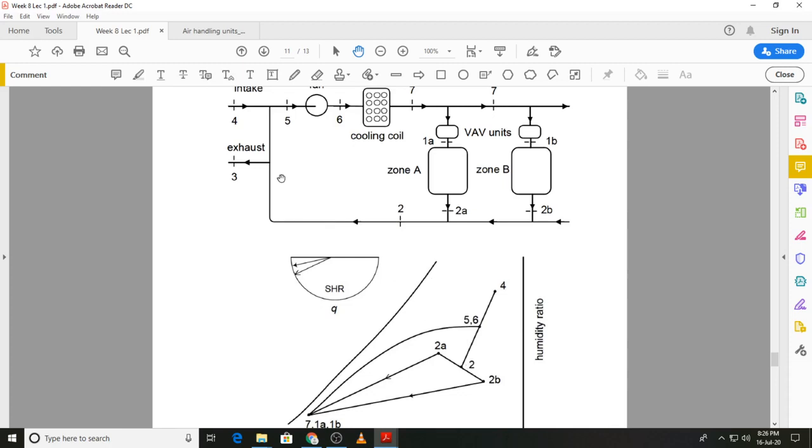That return air, part of it is exhausted, and then it is mixed with the outside air, which is at state 4, to give us state 5, and state 6 is the same after passing through the fan, and then it passes over the coil. It is cooled and dehumidified. So it's similar to the basic cooling cycle that we had looked at, but the difference this time is that we are handling two zones, and this portion will show that difference over here.